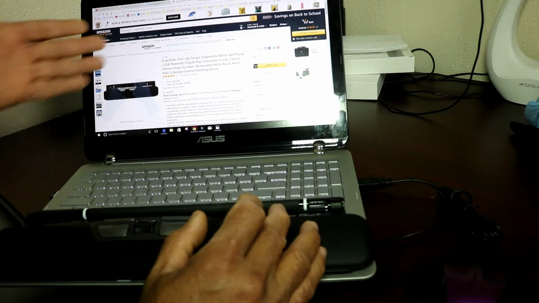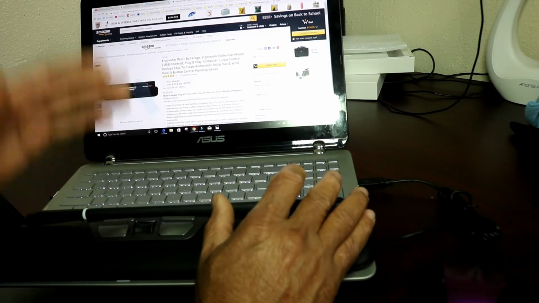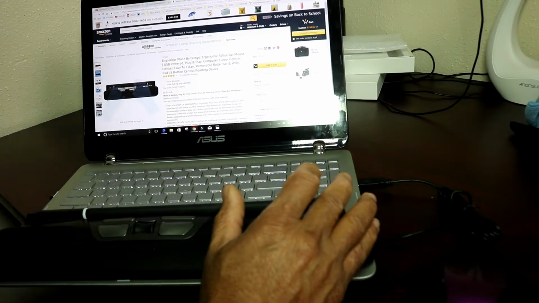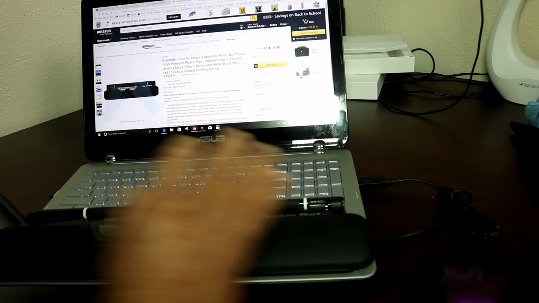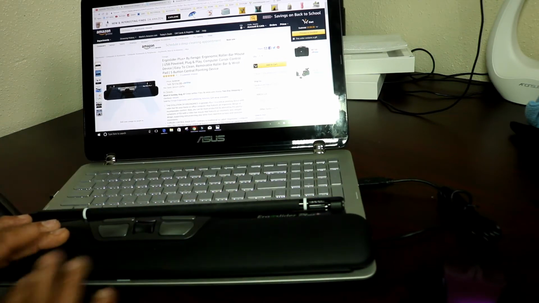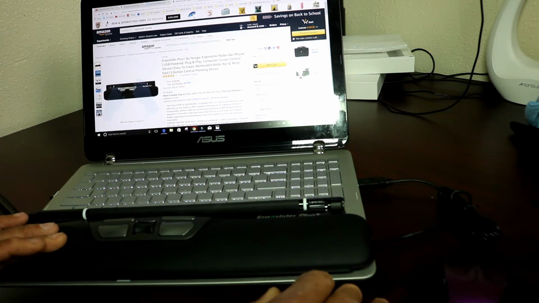Again, this is the product right here, the Ergoslider-Plus by Fergo. This is on Amazon right now for $174.99. Check these guys out. This is a really good gift for your wife or for your kids if they're in school. They can carry this.